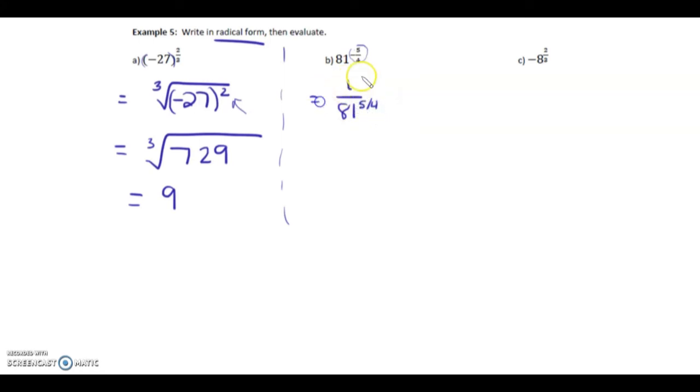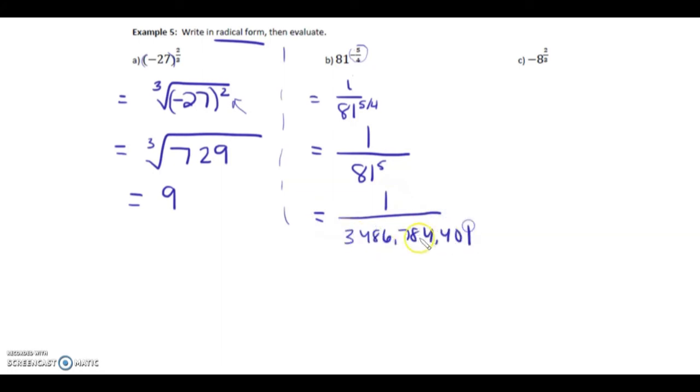We know that 1 to the 5 over 4 is just 1, so we just leave the numerator, and let's just deal with the denominator. So first, let's do 81 to the exponent 5 and see what we get. I get a huge number, 3,486,784,401. Okay, and now let's take that to the 4th root. I get 1 over 243.